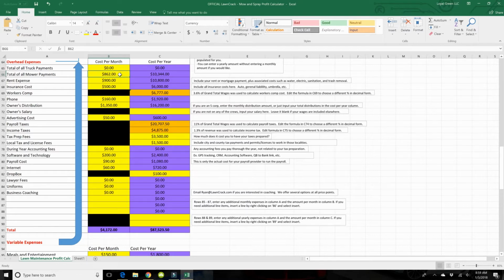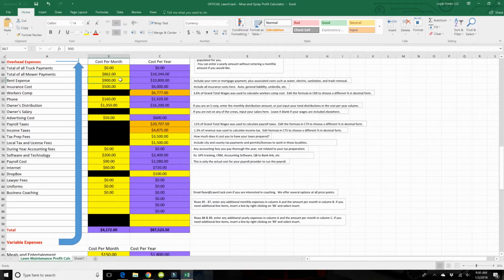Mower payments, I financed 3 zero turns, 3 walk behinds, 3 steel trimmers, and 3 steel blowers, and it came up to $862 a month. So that is what I put in here. I actually pay $1,000 a month on this, but I just wanted to show you what your payment actually is. Rent expense, I run out of my house, so I'm just including my rent expense in here to keep things more realistic.